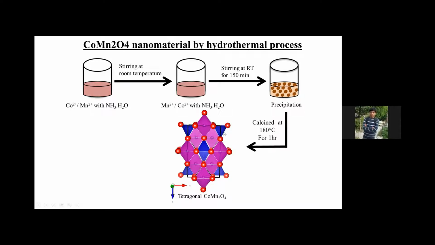So for the hydrothermal, it is important to get the molar ratio. And second thing is the temperature and the time. If we vary the temperature and also if we change the time, the crystal formation may change. In this optimization process, we can get the tetragonal crystal structure formation. But if we change the temperature and the pressure, we might get other crystal formations.